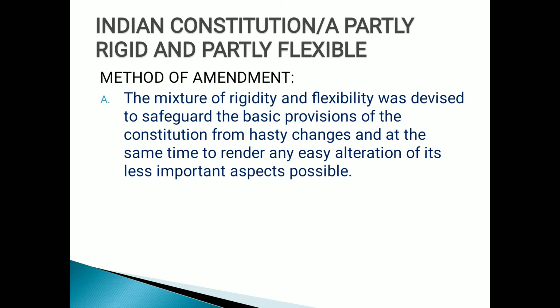And why a partly rigid and partly flexible Constitution? I mean, it is a balanced Constitution. If you want, you can amend it, but unnecessary amendments cannot be made. Why did they keep it rigid and flexible? So that the Constitution makers could safeguard the basic provisions of the Constitution from quick changes, and at the same time make easy alteration, meaning changes, of its less important aspects possible.